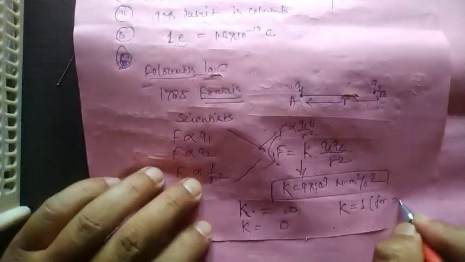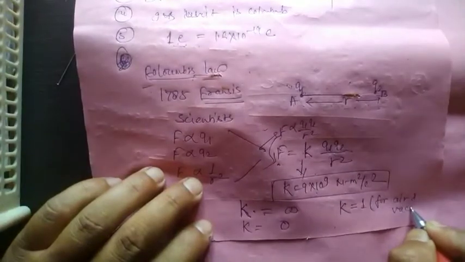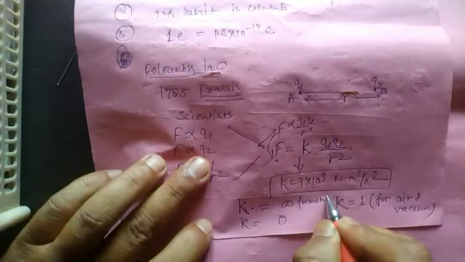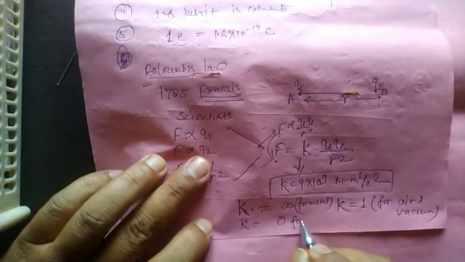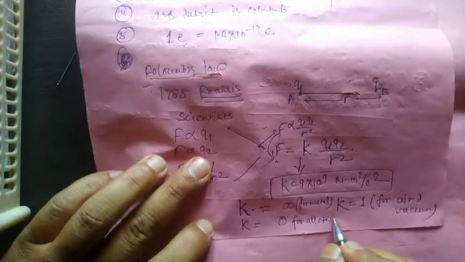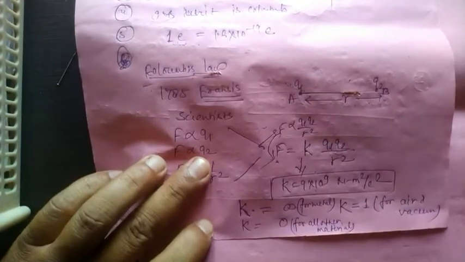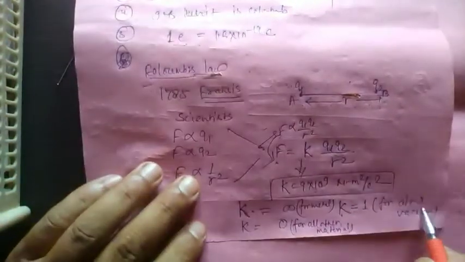for metal, for all other material. Its value for K equals 1.